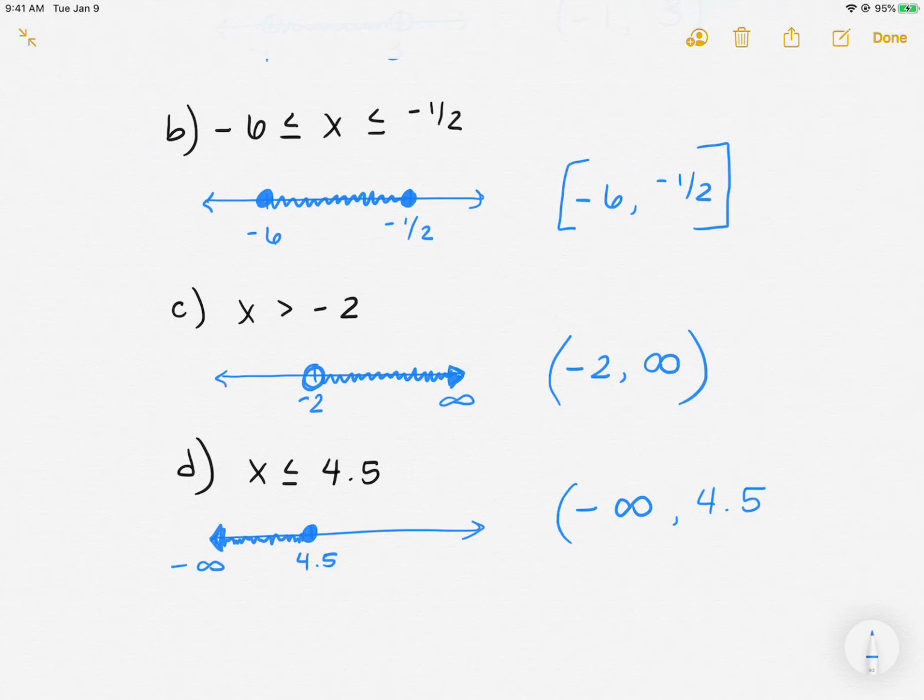So even with a negative infinity, still, it goes first, yeah. Because even though it's an infinity and we think infinity is a really, really big number, it's a negative, so it's a really, really, really small number. So that comes first. And then 4.5, I have an equal to sign, which gives me a bracket.